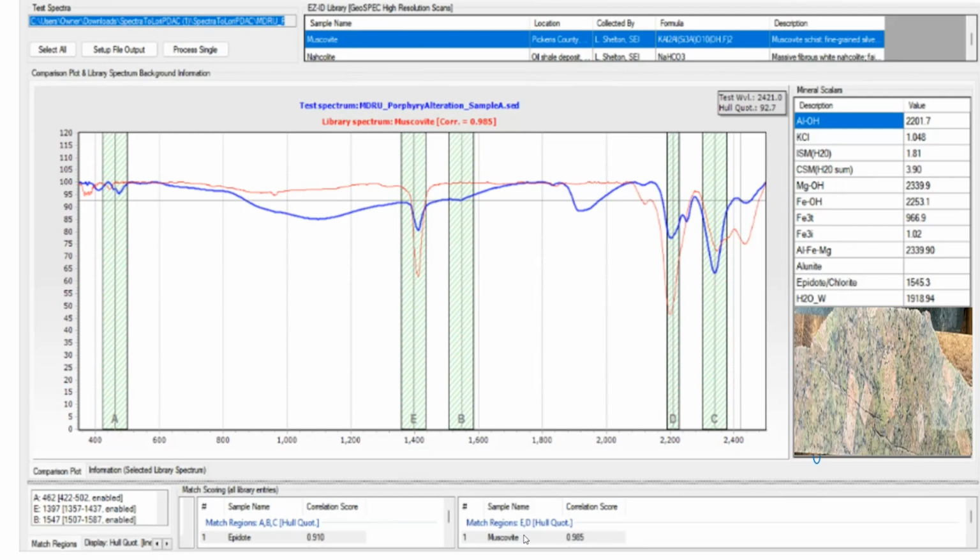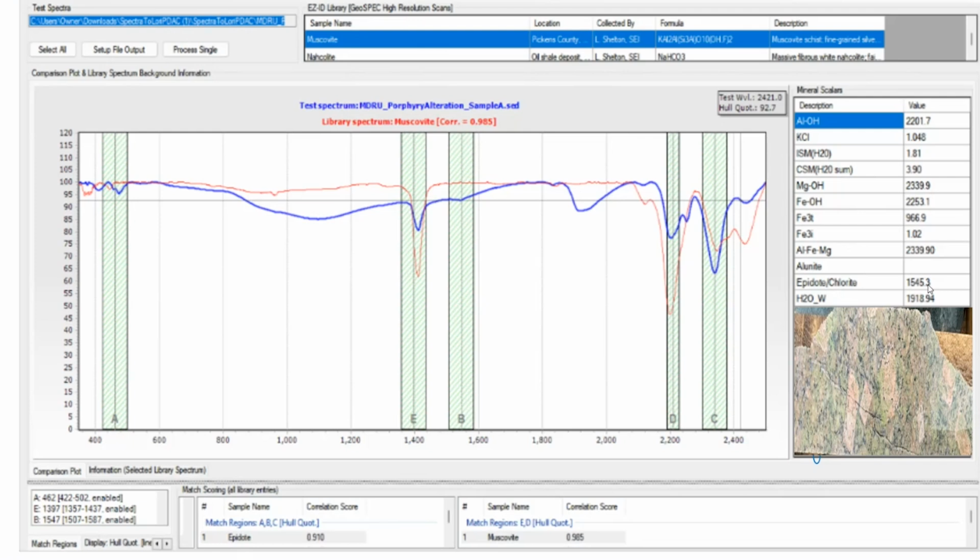Most importantly here as well is we were able to identify the epidote. In this case, we added a region at 480 and 1550 nanometers, and also a feature down here at 2340 nanometers, which are regions A, B, and C. So you can see here at the bottom left, the match regions A, B, and C, we were accurately able to pull that epidote out of there. But we're also able to use mineral scalars for this. We do have an epidote chlorite scalar here that is accurately identifying that 1545 to 1550 nanometer feature for the epidote.